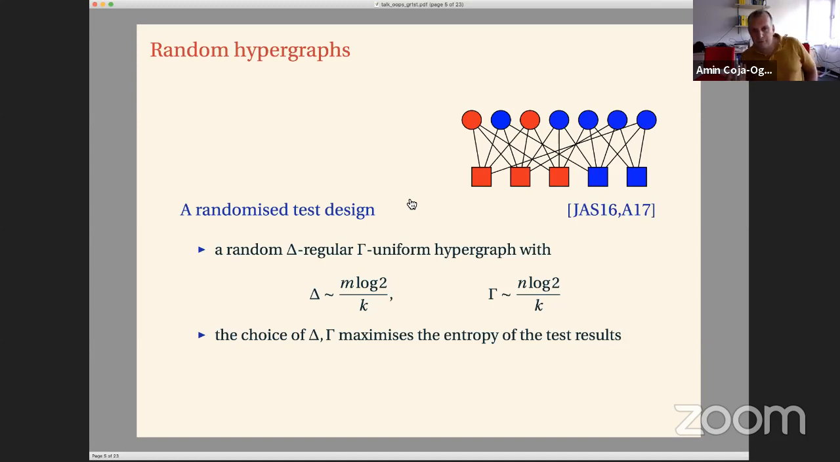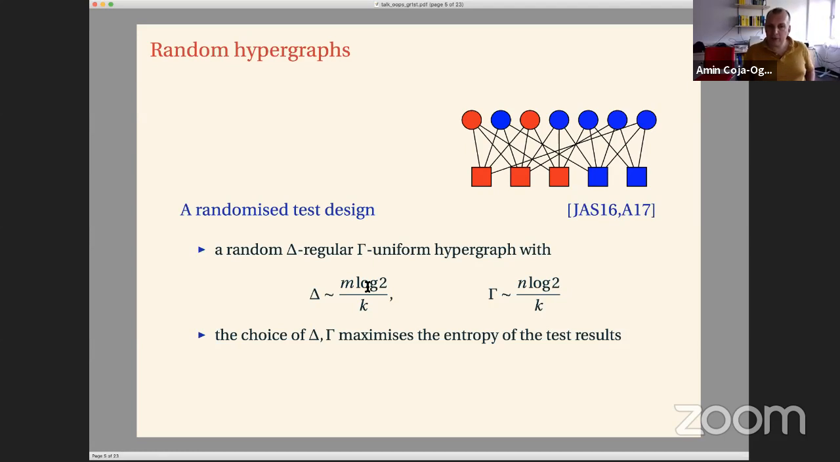So now, what about positive results? What can we get? What can we say positively? Well, one instantaneous idea that you might have is, well, we could just come up with a randomized test design. We could basically just use a random hypergraph as our test design. And presumably, it's a good idea to make this hypergraph biregular. So we would want that each patient takes part in an equal number of tests, which I call delta. And we would probably also want that each test contains an equal number of patients, which I call gamma.